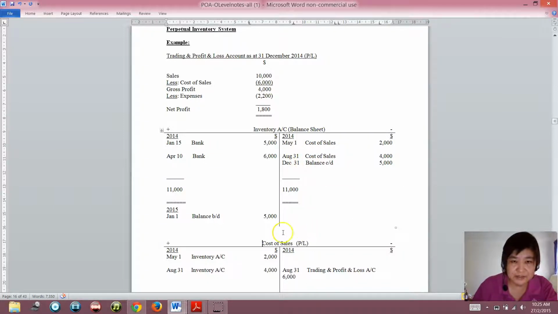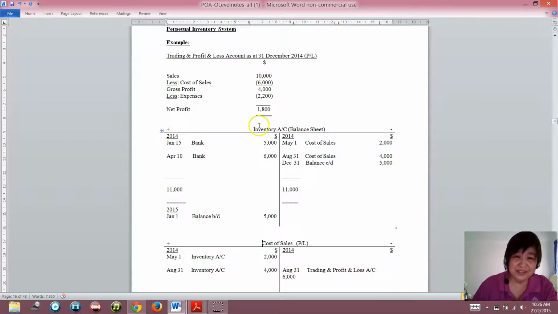Then in the cost of sales, the cost is incurred when the stock is sold, when the stock goes out. When you buy the stock, the cost is not incurred yet, because you bought the stock but haven't sold it. The stock is still in your store. Let's say ultimately the stock didn't sell. You bought already, the company closed down, you can still sell the stock and get back your money. So that means the cost is not incurred yet.